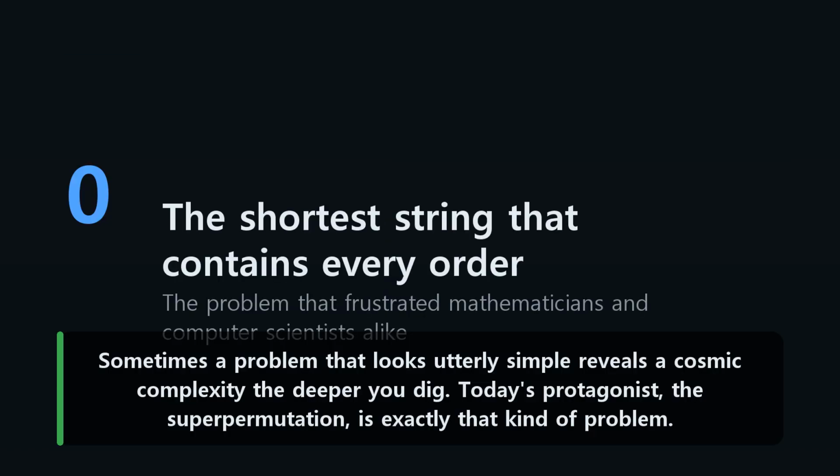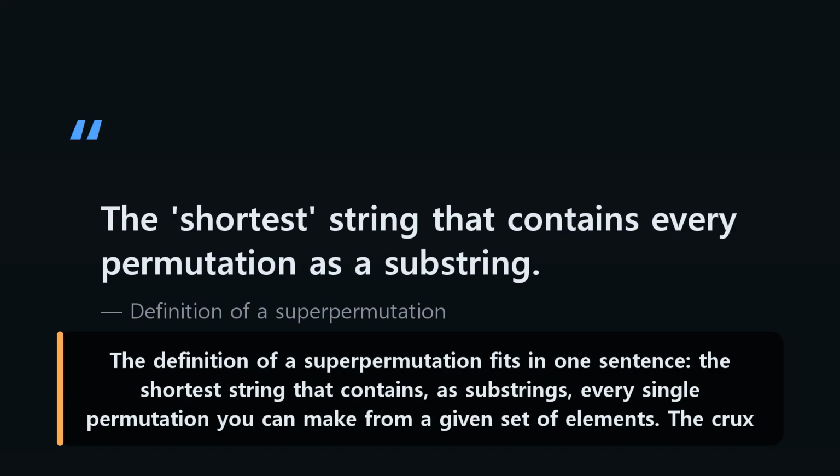Sometimes a problem that looks utterly simple reveals a cosmic complexity the deeper you dig. Today's protagonist, the superpermutation, is exactly that kind of problem. The definition of a superpermutation fits in one sentence. The shortest string that contains, as substrings, every single permutation you can make from a given set of elements. The crux lies in that word.